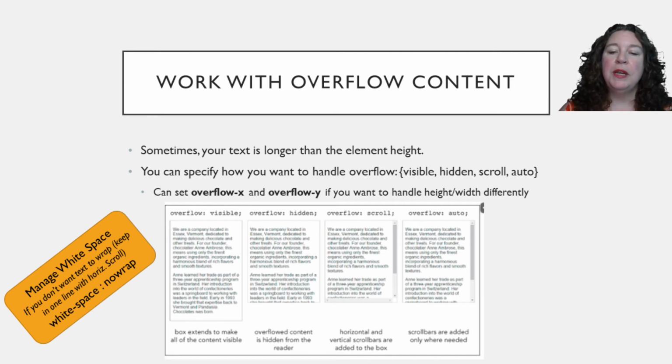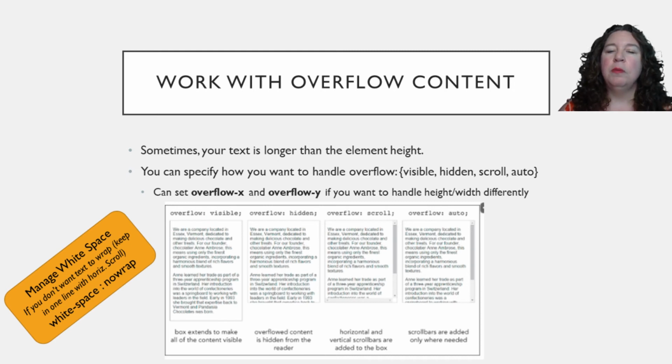And then the last would be auto. It's similar to scroll, except if the scroll bar is not necessary because all of the text is showing, there just won't be any bar at all. Auto is a pretty common one. You only show the scroll bar when you need it.